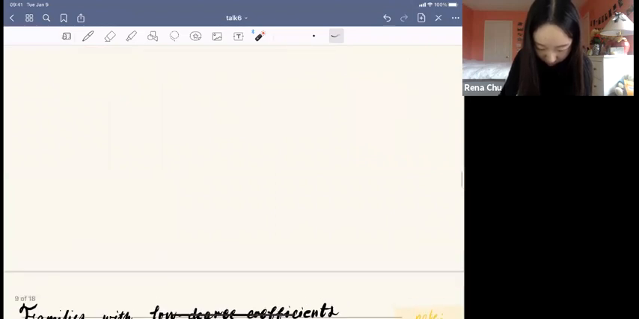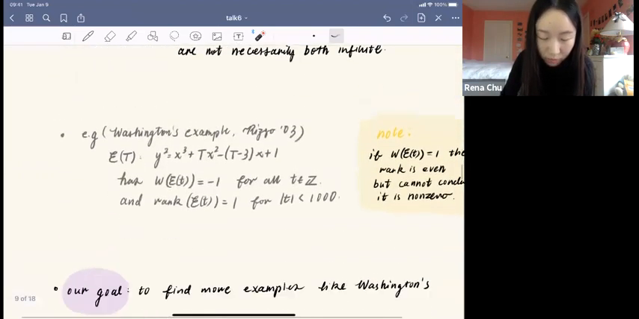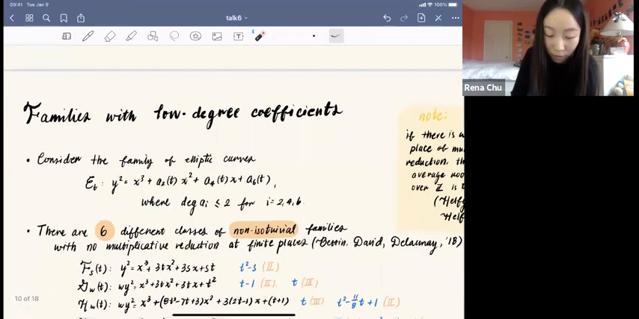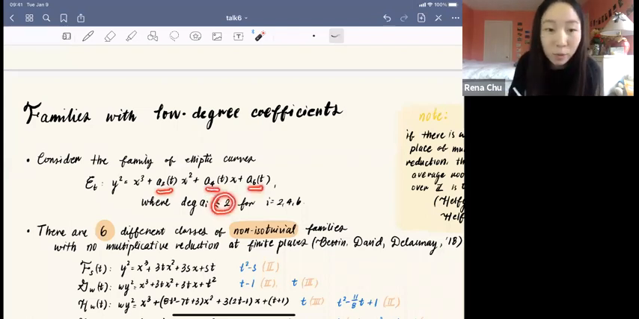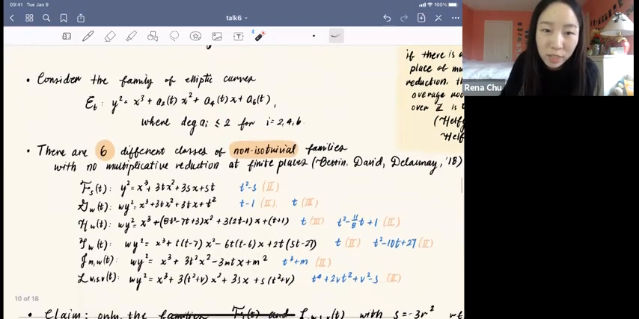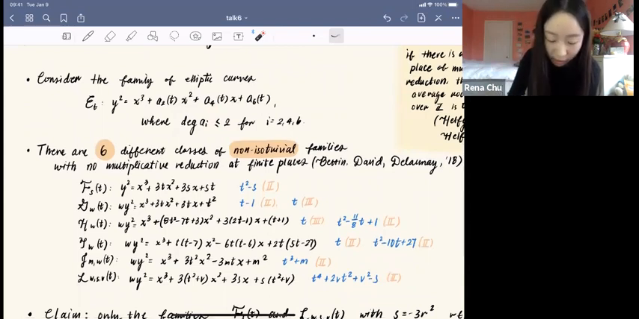Okay, so up until now, we've shifted our focus first on non-isotrivial families, and secondly on integer fibers. Now we continue to narrow our focus to families with low degree coefficients. By that, I mean a family where these coefficients have degree less than or equal to 2. The reason we want to do this is because we have this very nice result from Benton, David, and Delaney, who showed that there are essentially 6 different families that are non-isotrivial and of low degree.